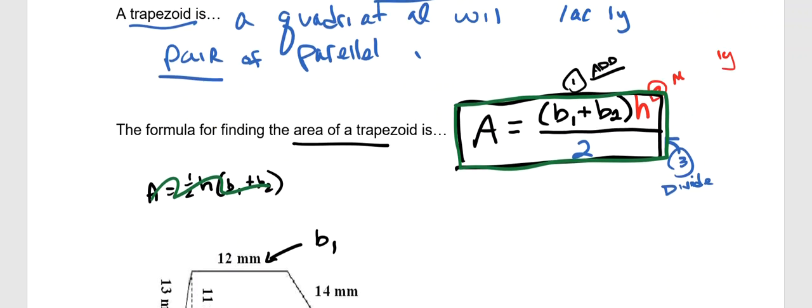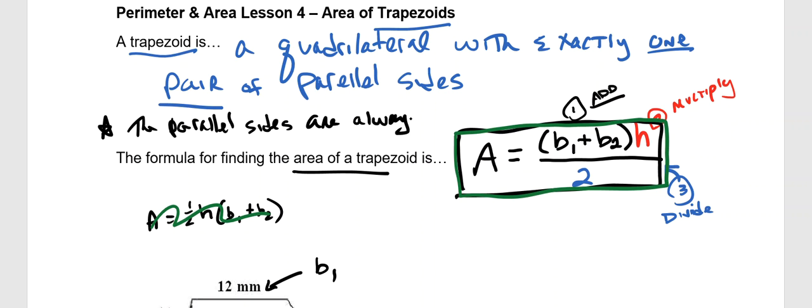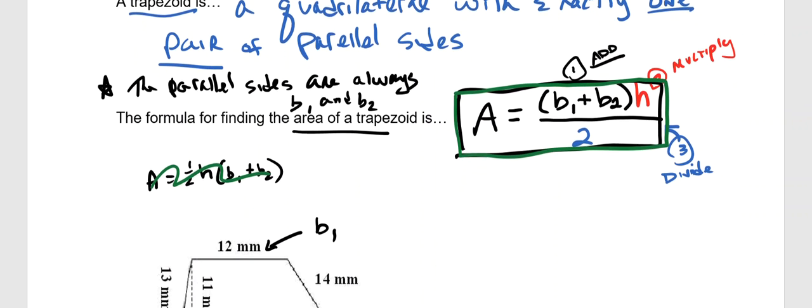Why don't we go back up here, okay, and say the parallel sides are always B1 and B2, okay? So once we find our parallel sides, we know what our B1 and our B2 are.